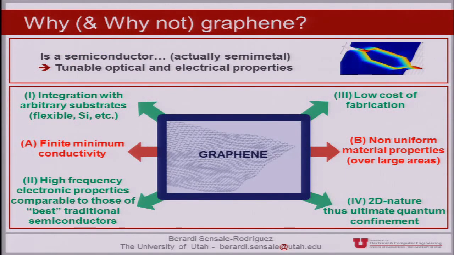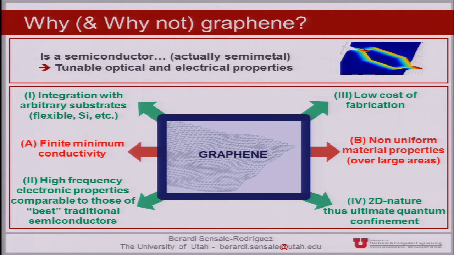So why or why not one would like to use graphene for making optoelectronic devices? Well, we are engineers, and this is a semiconductor. So it offers tunable optical and electronic properties. Therefore, we can make active devices. What are the advantages of these materials? First, we can integrate it with arbitrary substrate. We can make, as I told you, graphene devices almost everywhere. Second, it offers high-frequency electronic properties, for instance, electron mobility, that are comparable to those of the best traditional semiconductors, if not superior.